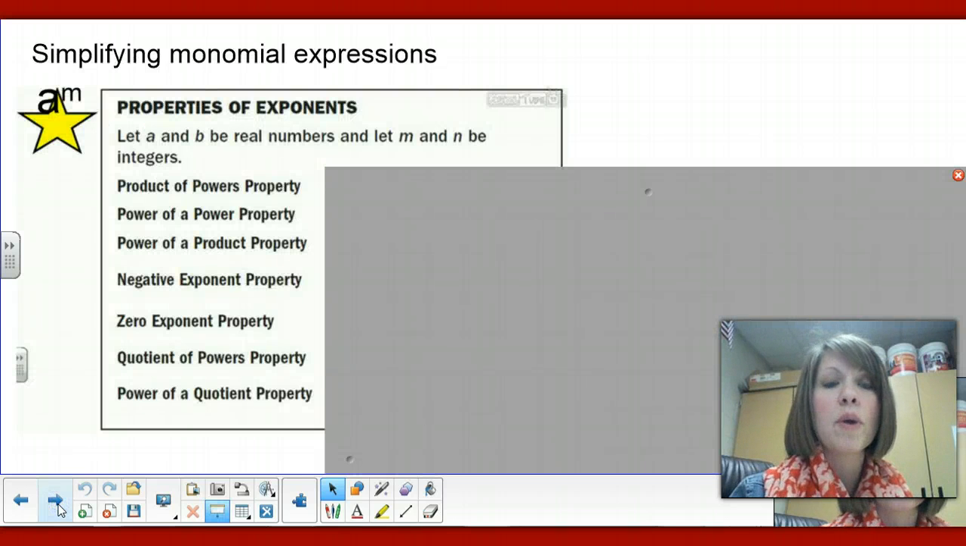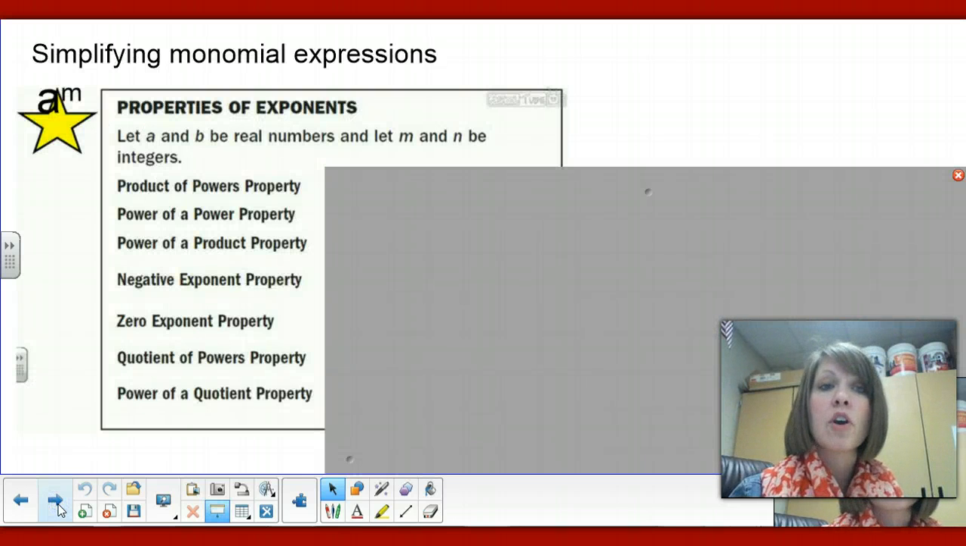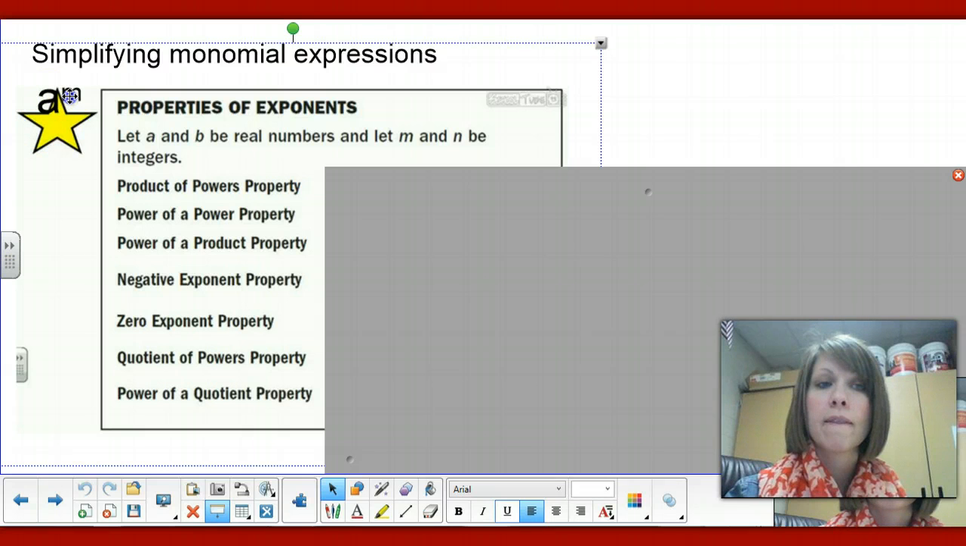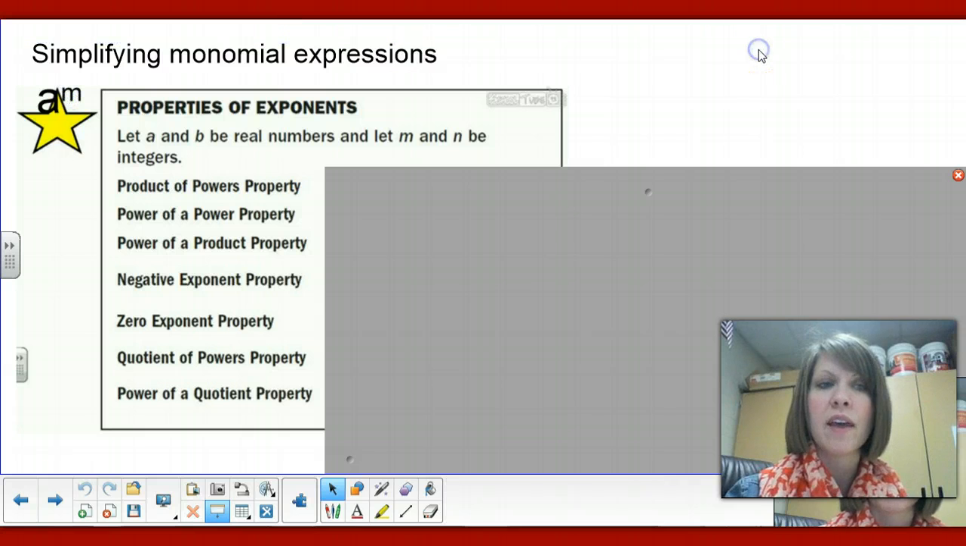Okay, so we have these different properties that go with exponents that will allow us to simplify. Sorry, I see something up there. Never mind. Forget that a to the m that you see. That will allow us to simplify monomial expressions like you have on your section 5.1.